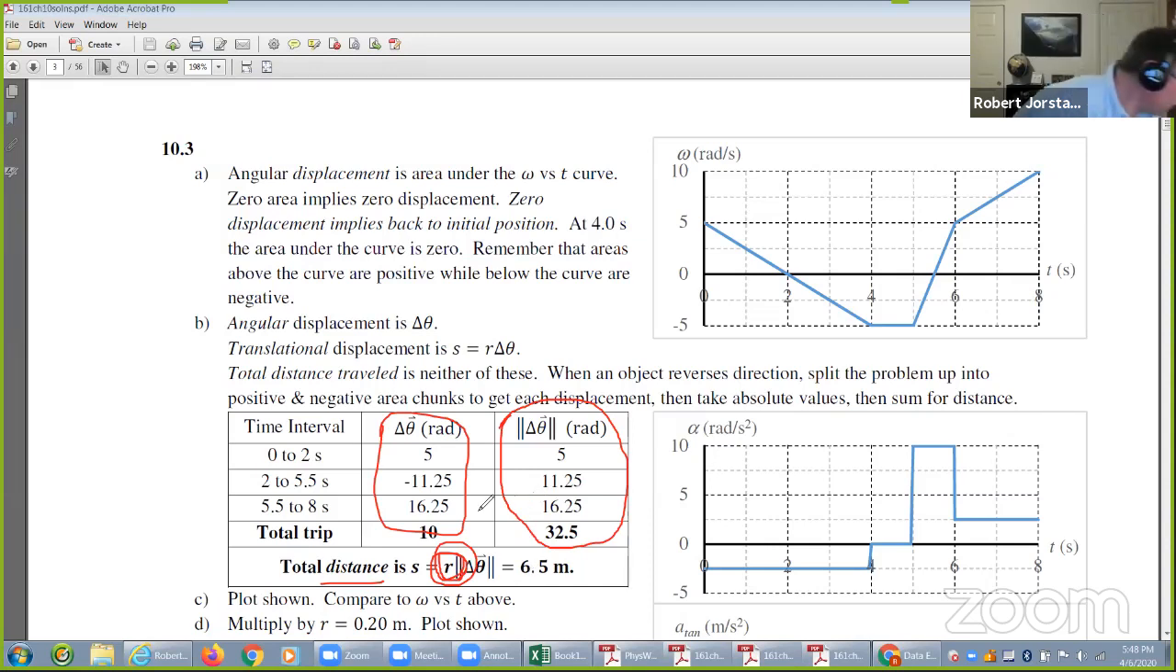Okay. Sketch a plot of alpha versus time. How did I get these alphas? That's just the slope. So first I have a negative slope, zero slope, large positive slope, small positive slope. So that's how I got that. And you could do rise over run for each section of that.